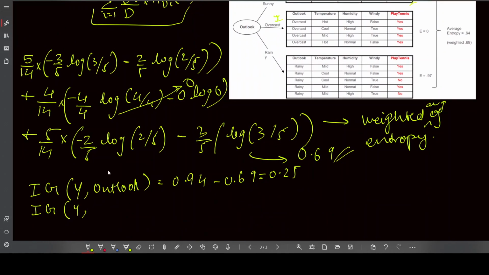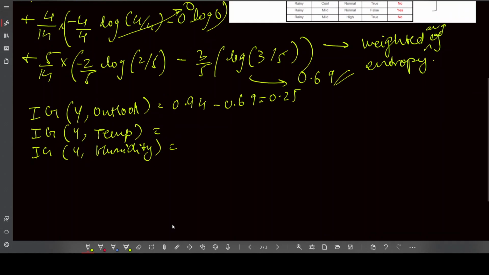That is temperature. Okay, you get some value. Then you calculate the information gain for y given humidity. You'll get some value. And then you calculate the information gain of y given windy. Okay, you get some value. Now, you have to choose the value of information gain which is the highest.